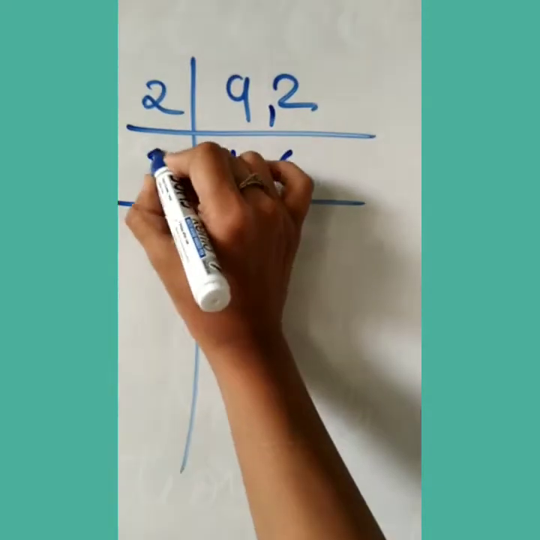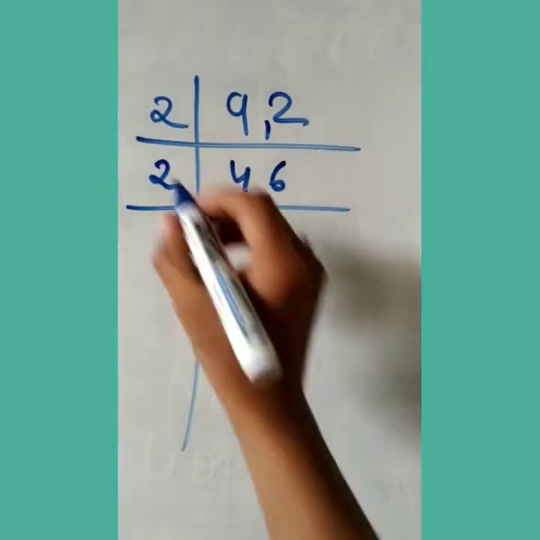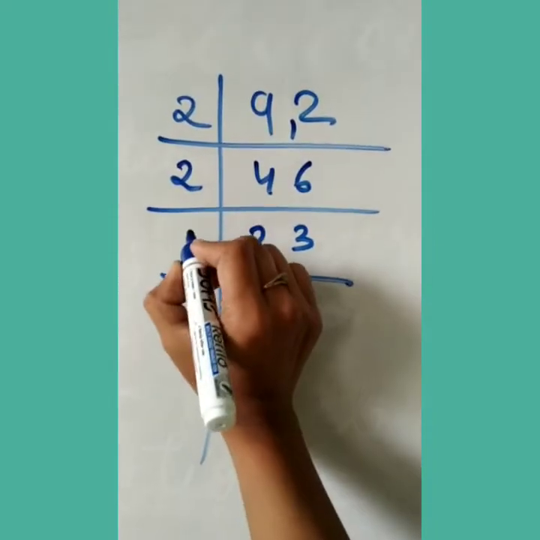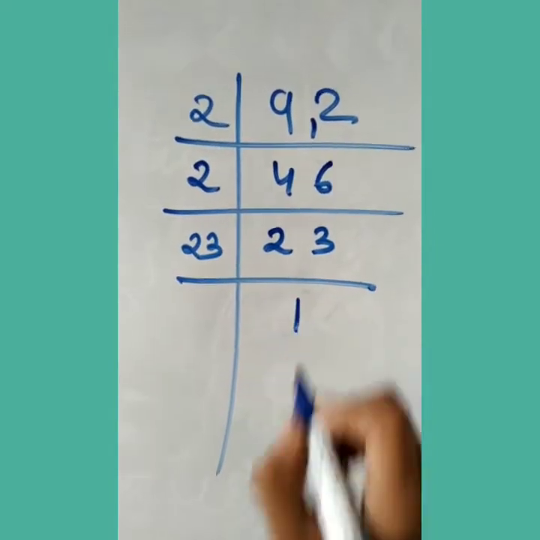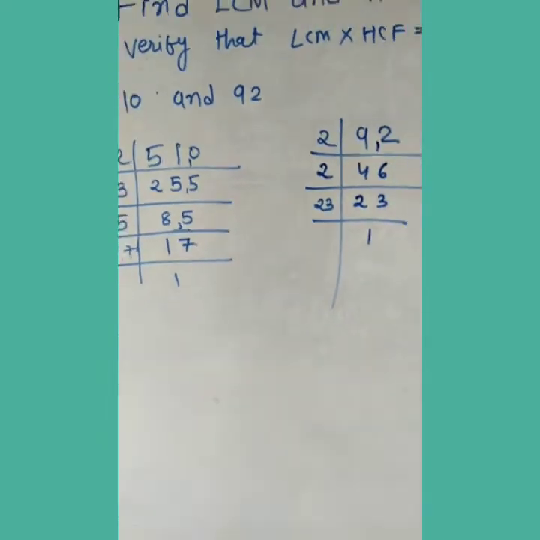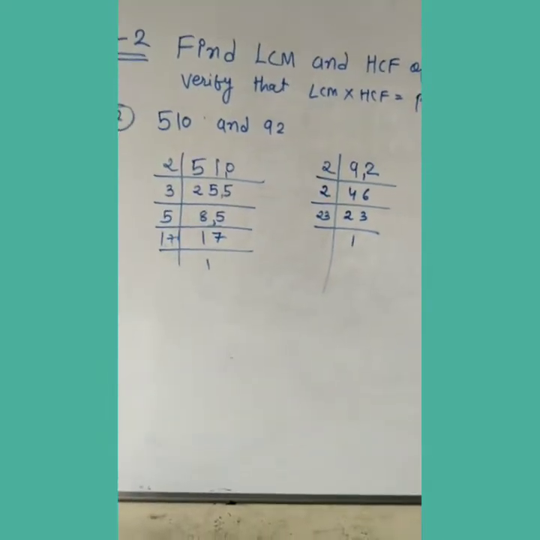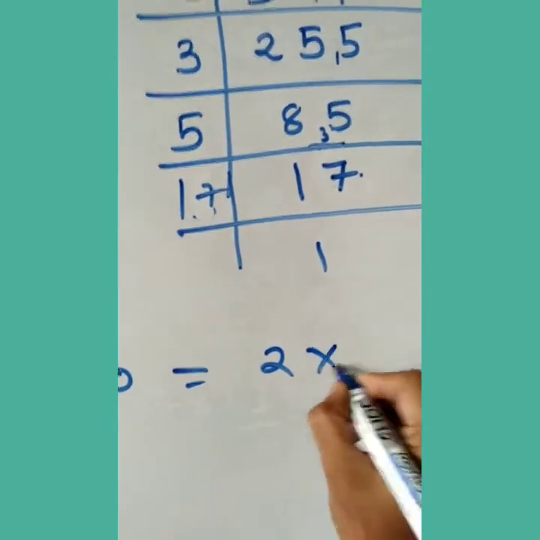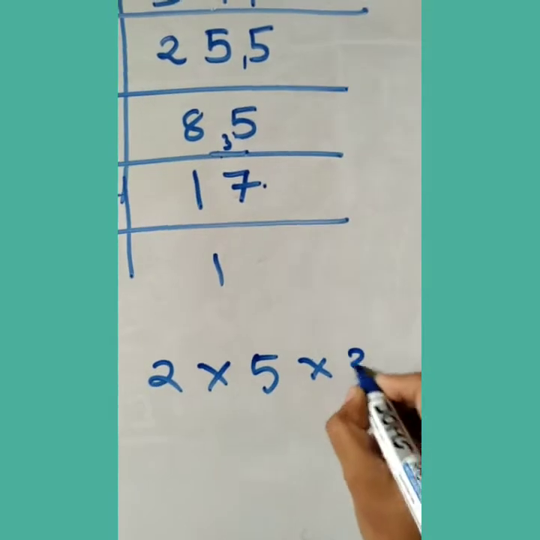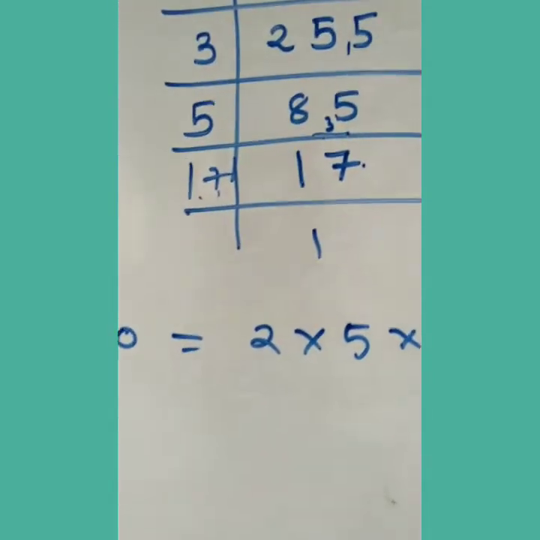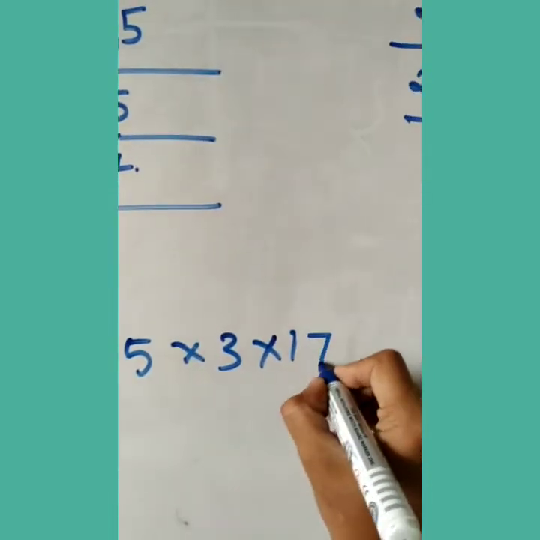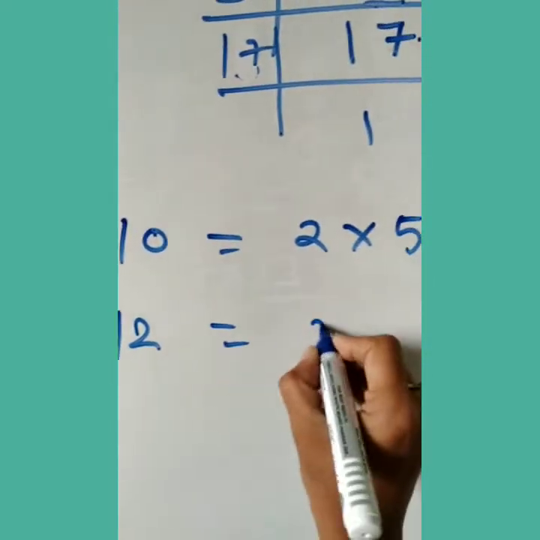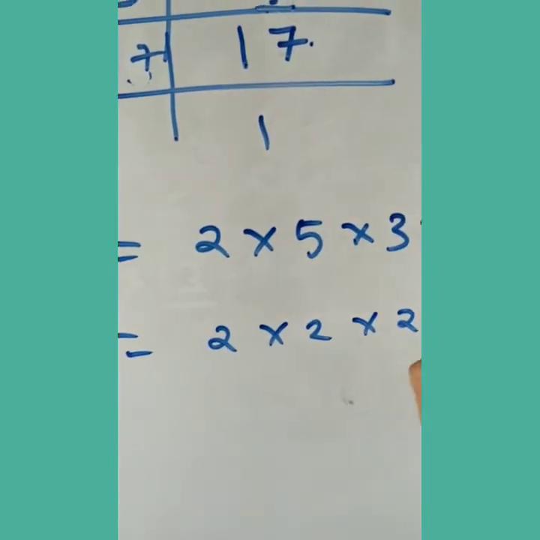Now in the table of 2, 46, when 46 will come, the 2 2s are 4 and 2 3s are 6. 23 is a prime factor, so we cannot do further process. So here we got factors of 510 and 92. So here we will write that 510 will be equal to 2 into 5 into 3 into 17, and there we will write that 92 is equal to 2 into 2 into 23.